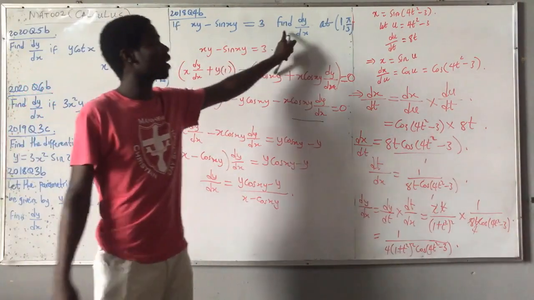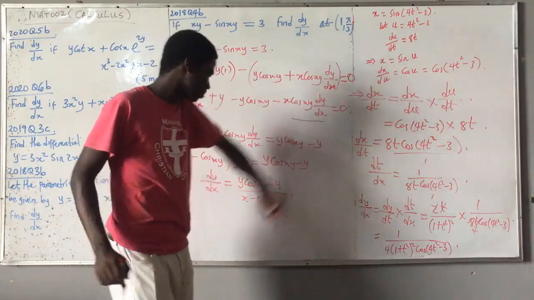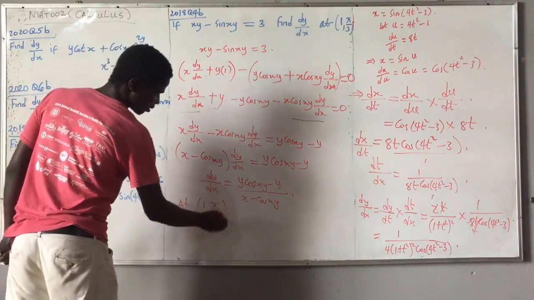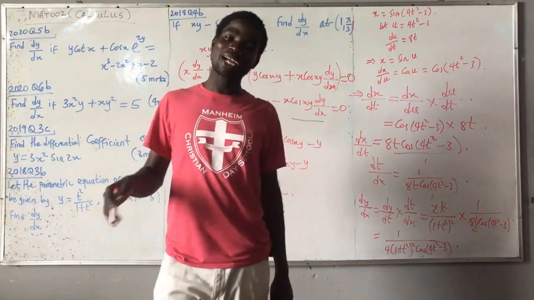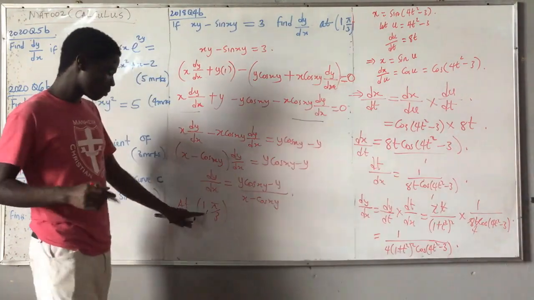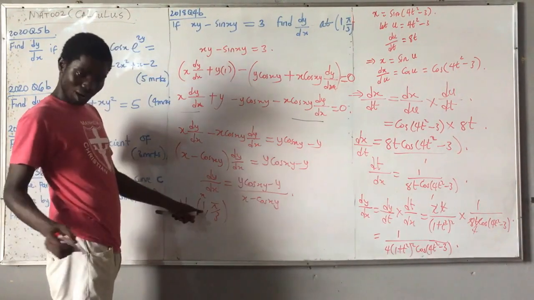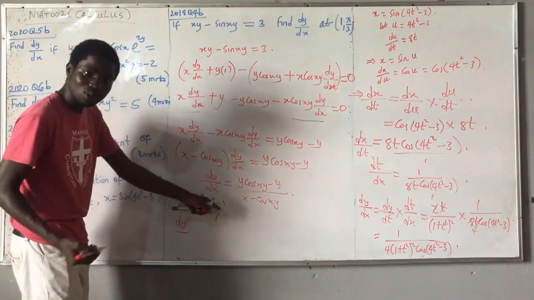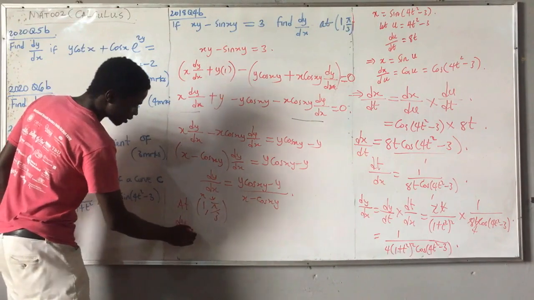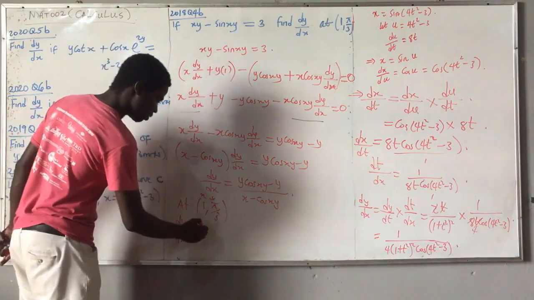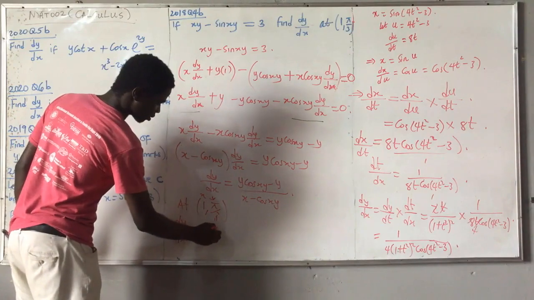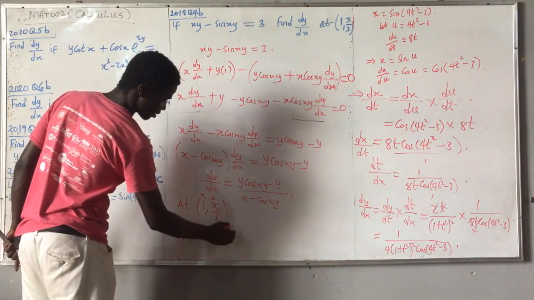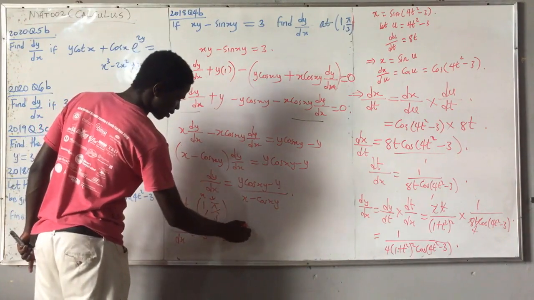Now don't forget, find the dy/dx at 1 comma pi over 3. So at 1 comma pi over 3, pi means 180. 180 divided by 3 is 60. So this one is x, x is 1. y is pi over 3. So that means for the dy/dx, anywhere you see x, put 1. Anywhere you see y, put pi over 3. It means that the dy/dx will be y. y is what? Pi over 3, cos 1 times pi over 3, which is cos 60. Minus y, that's also pi over 3.